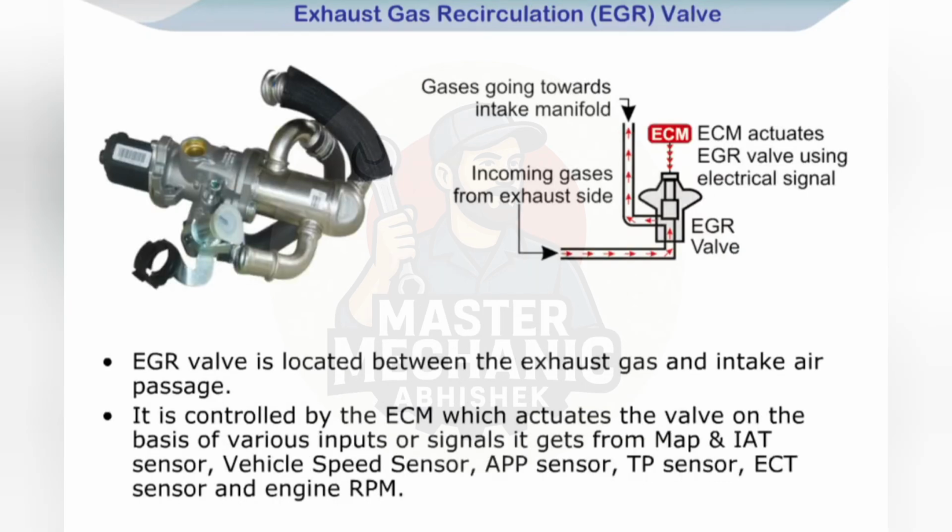EGR valve is located between the exhaust gas and intake air passage. It is controlled by the ECM, which actuates the valve on the basis of various inputs or signals it gets from MAP and IAT sensor, vehicle speed sensor, APP sensor, TP sensor, ECT sensor and engine RPM.